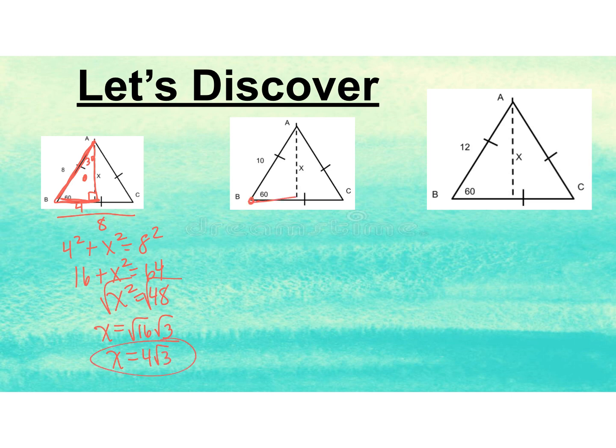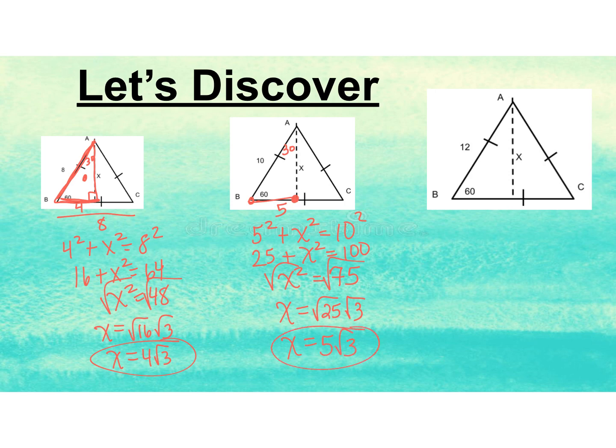So I know that just this piece here will be 5. This angle will be 30 for our 30, 60, 90 triangle. I'm going to do the Pythagorean theorem. And we get 25 plus x squared equals 100. So we're looking at x squared being 75. We take the square root of both, and 75 has a perfect square of 25 and 3 of them. So this becomes 5 square roots of 3. And here we have 12, so this bottom piece is 6. This angle is 30. I'm going to do my Pythagorean theorem.